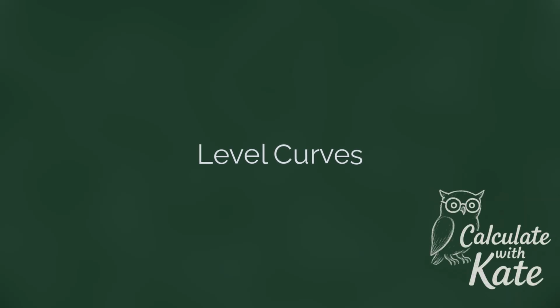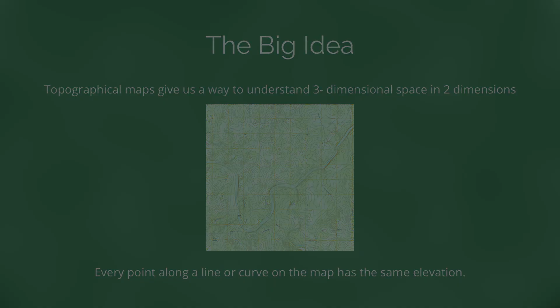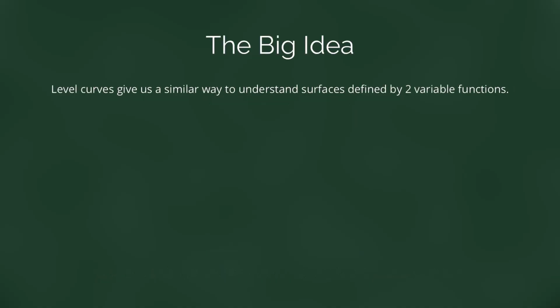In this video, we're going to take a look at something called level curves, which give us a way to understand three-dimensional surfaces by looking at them in 2 dimensions. Topographical maps give us a way to understand three-dimensional space in 2 dimensions. On a topo map, every point along a line or curve on the map has the exact same elevation. Level curves give us a similar way to understand surfaces that are defined by 2 variable functions.